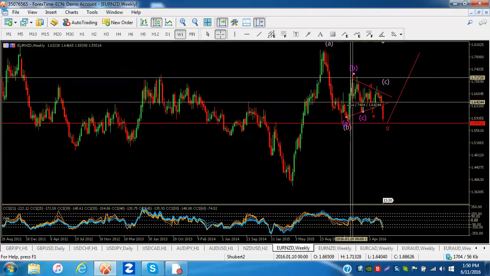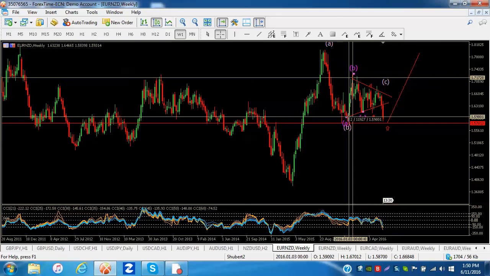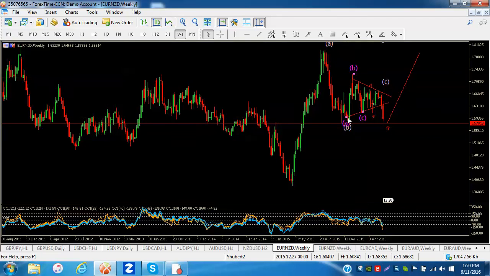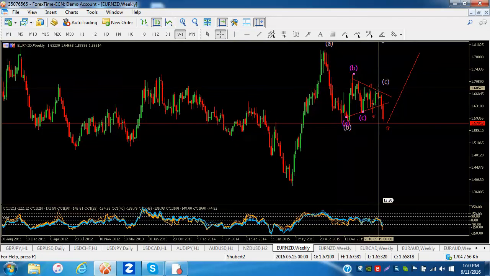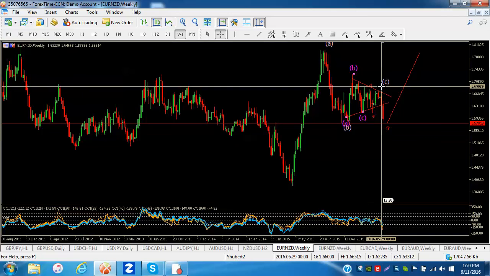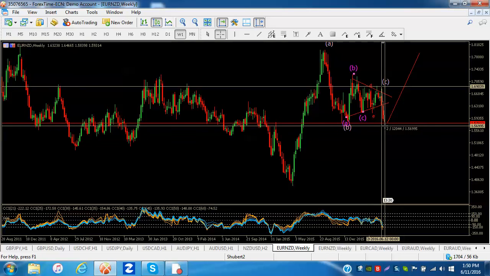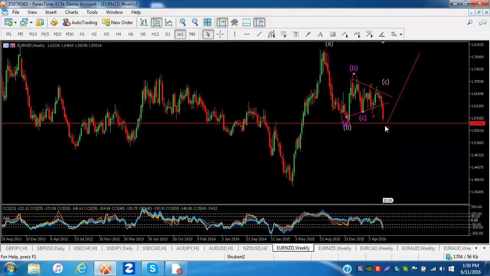Measure the widest area of the triangle. It's about, I don't know, 1200 pips. Take it from the high of wave C, measure it down. Alright, takes us to somewhere around the 157 area, so a little bit below where this trend line is. Okay, somewhere around the 157 area.